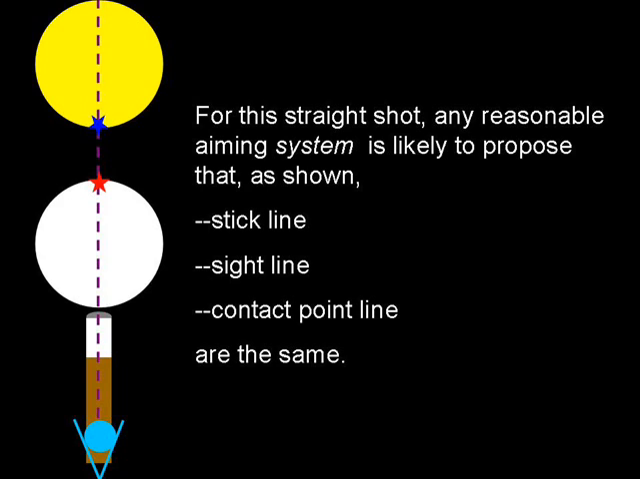Like shown here, the stick line, the sight line, and the contact point line are all the same line for this straight shot, and it's hard to imagine any reasonable aiming system proposing anything different than this here.